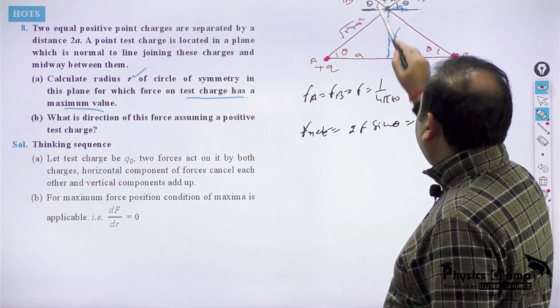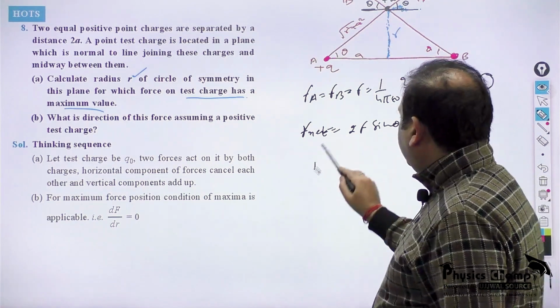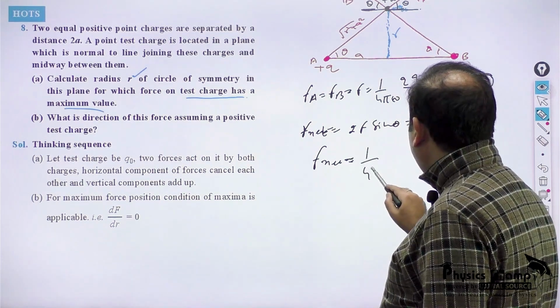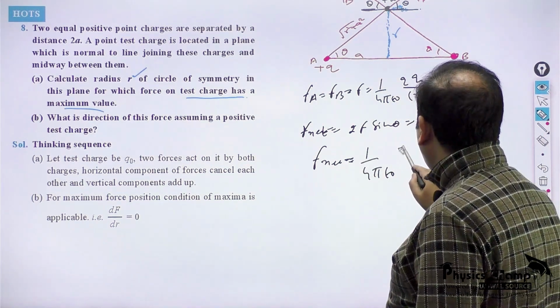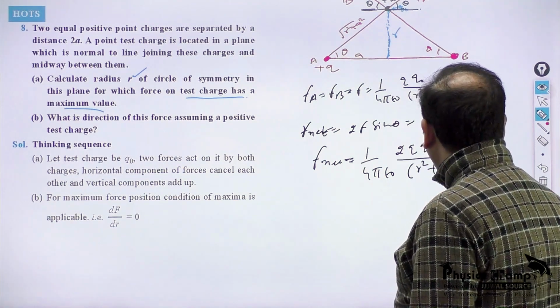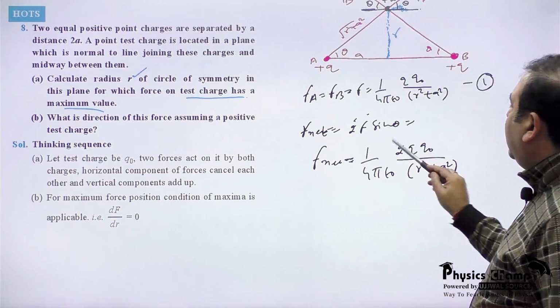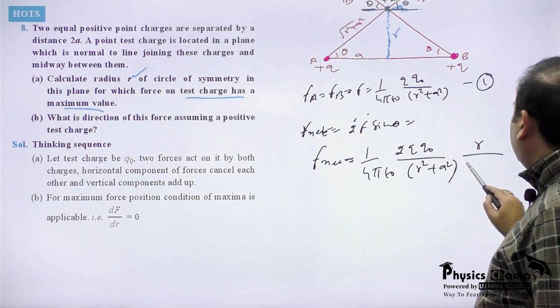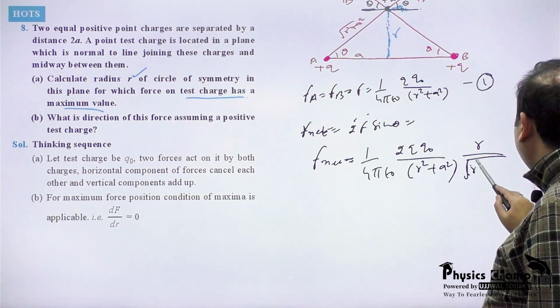F sin theta plus F sin theta. So the net force here will be 1 by 4 pi epsilon naught 2q q naught by r square plus a square. So this is 2F, and let's put the value of sin theta. It will be r by root r square plus a square.